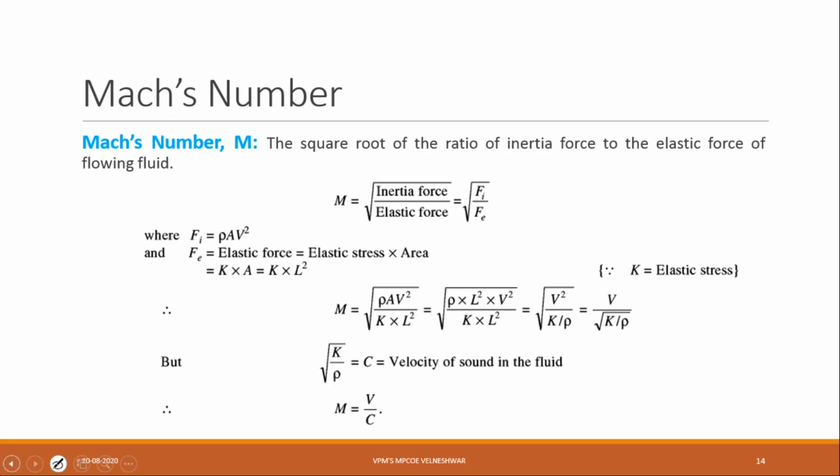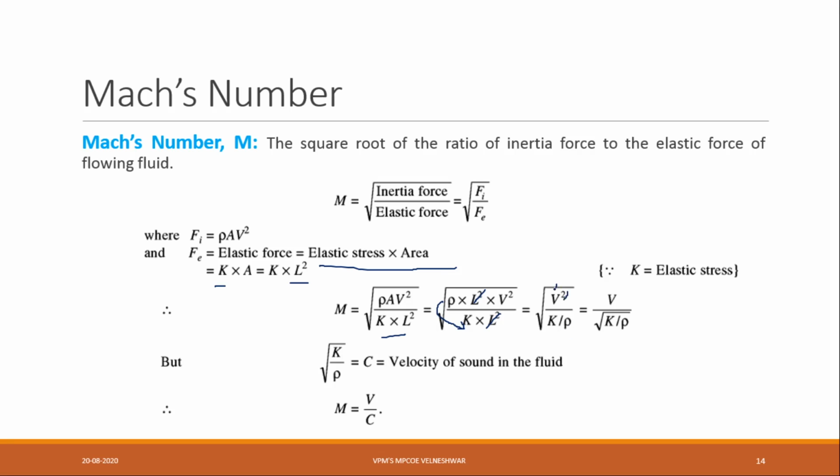Now Mach number is the square root of the ratio of inertia force to elastic force. What is the elastic force formula? Elastic stress into area. Elastic stress we will take as K, and area is nothing but L square. Now again same, M is equal to rho a v square by K into L square. So rho into L square into v square divided by K into L square. L square cancels. What will be the remaining now? This rho is coming into the denominator, that is square root of v square divided by K upon rho.